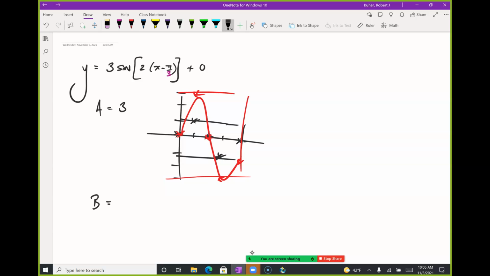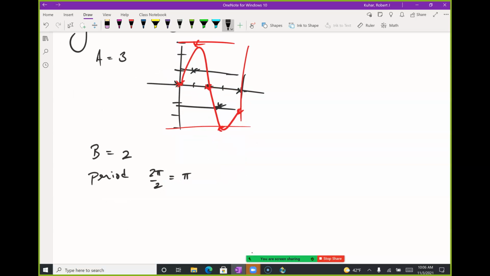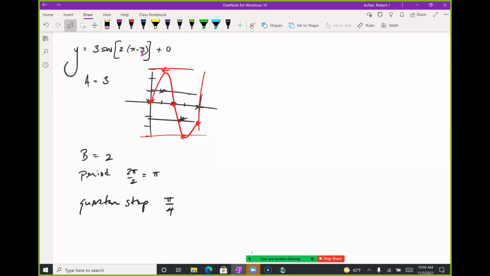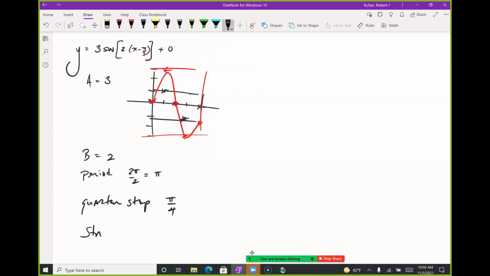But b is 2 here. So what's going to happen to the period? The period length will be pi. So I get 2 pi over 2, which is pi. And now my quarter step is how long? Pi over 4. I'm always going to take that period and cut it into 4 pieces. So I know every time I'm moving by pi over 4. Where is my start? Pi over 3. Everybody's here with me.